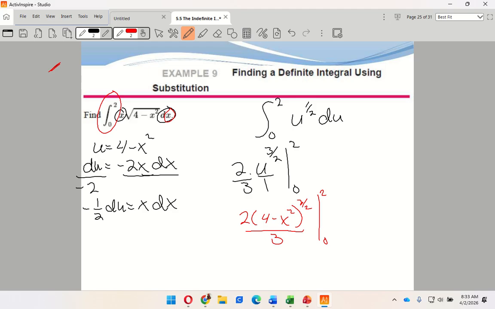Oh, wait, yeah, you're right. 4 minus 4 is 0. With that times 2/3? 0.